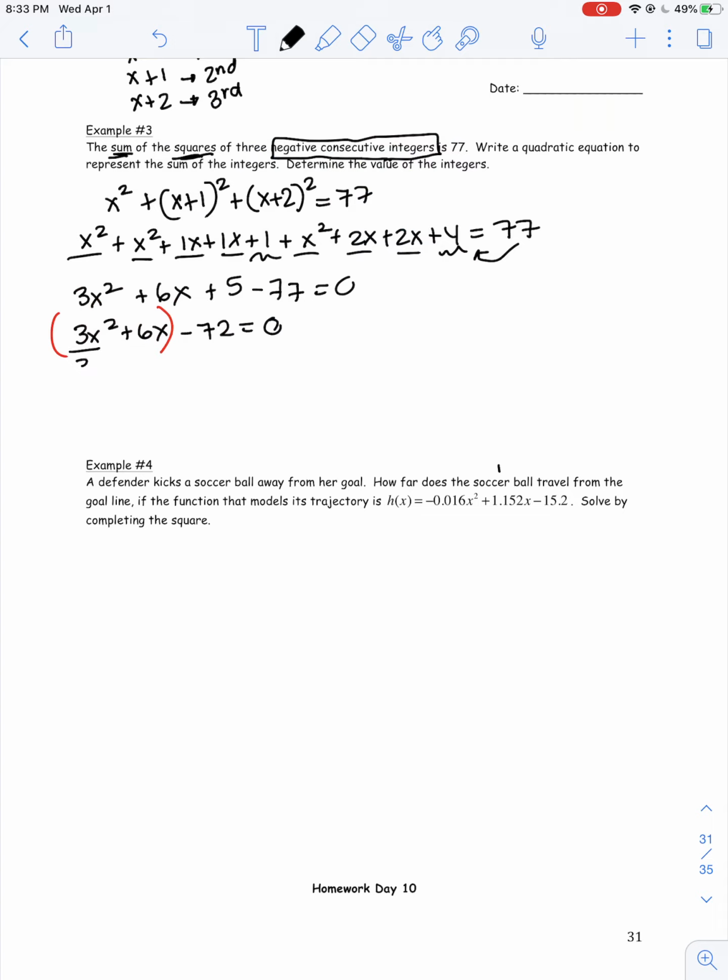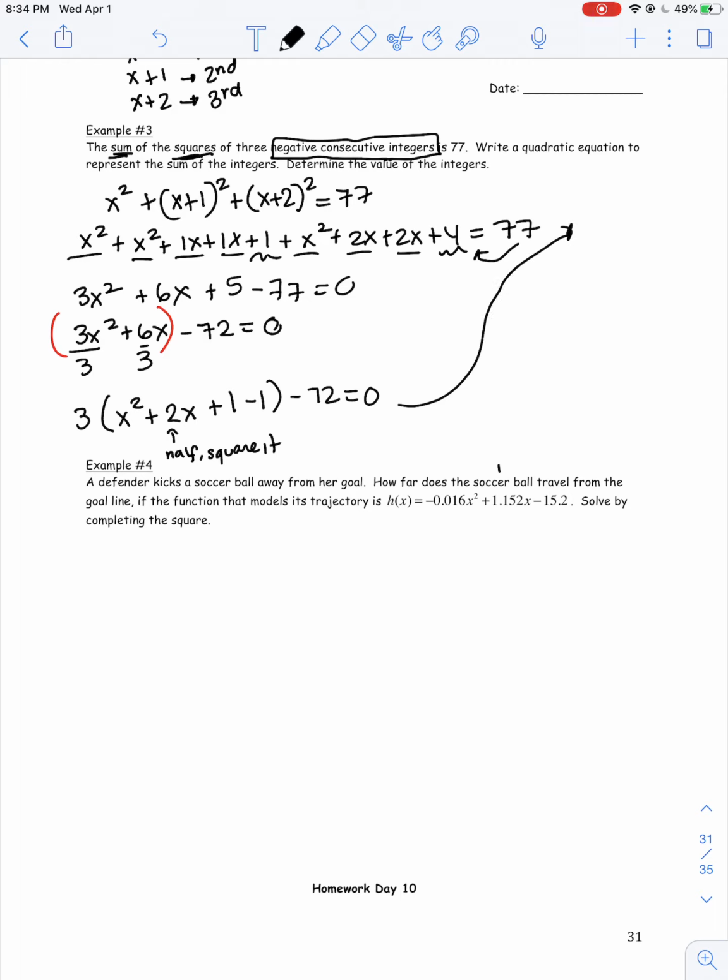Now we're going to divide both of them by 3 to give us that a value in front. So this is slightly different than the previous examples. So we have to divide out the a value, leaving us with x squared plus 2x, leaving space because we're going to have to take half the number and then square it. So that's going to be half of that is 1, and if you square 1, you get also 1. Positive 1 minus 1. Minus 72 equals 0.